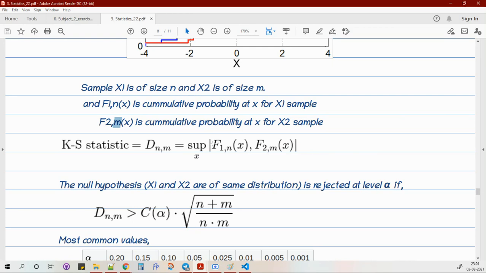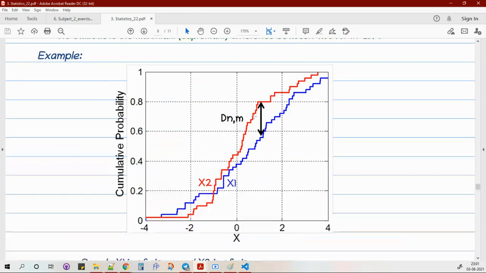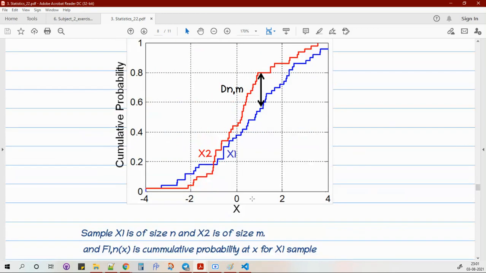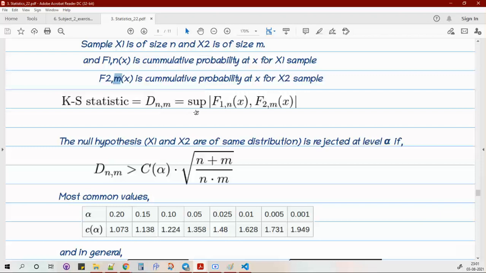It's nothing but the maximum distance, or supremum distance, at x, and this x is this point, 0.5. No, sorry, it is 1. So at the x where the distance between F1,N(x) and F2,M(x) is maximum, that is the statistic.